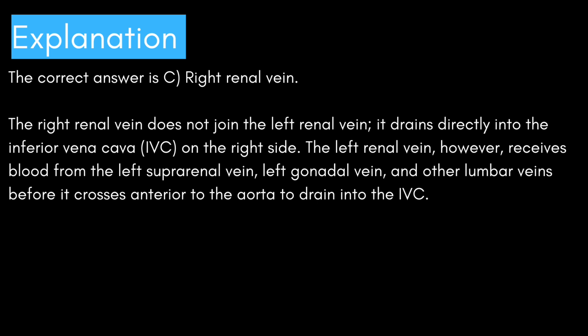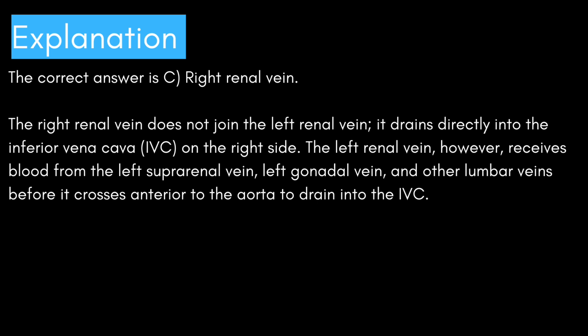The right renal vein does not join the left renal vein. It drains directly into the inferior vena cava, IVC, on the right side. The left renal vein, however, receives blood from the left suprarenal vein, left gonadal vein, and other lumbar veins before it crosses anterior to the aorta to drain into the IVC.